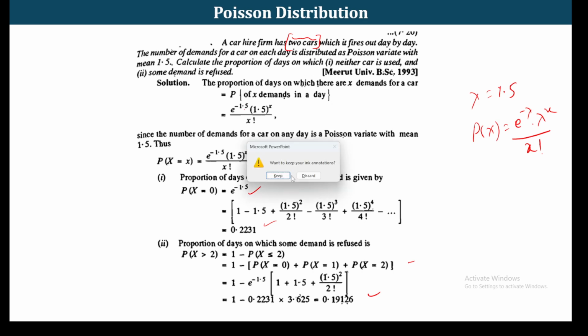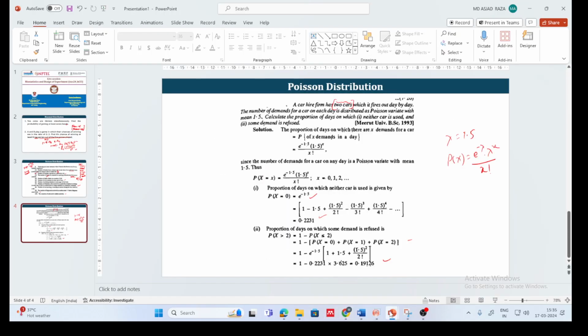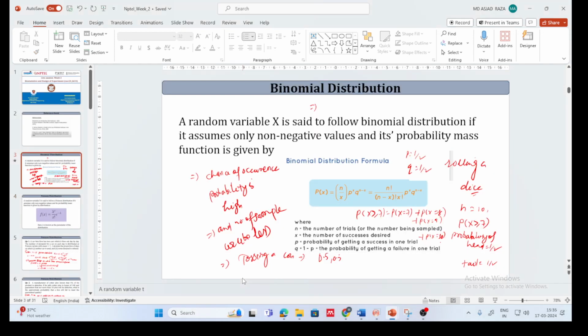Now we'll come to the normal distribution. I will go to the second week PPT itself.